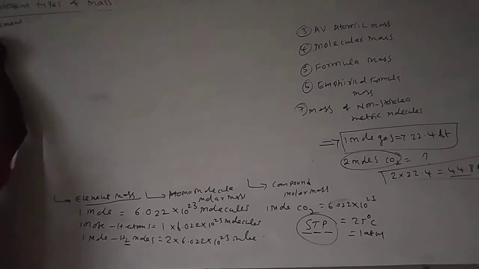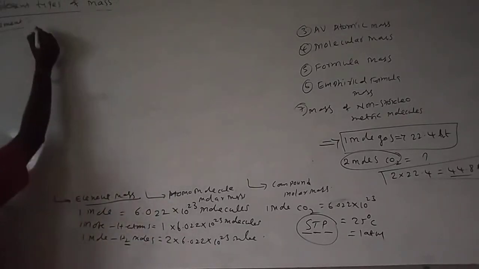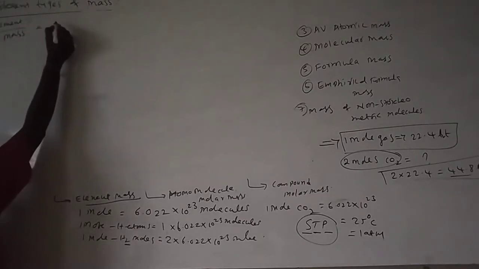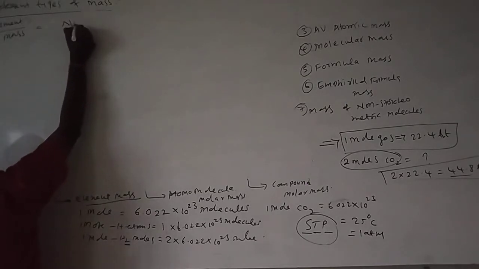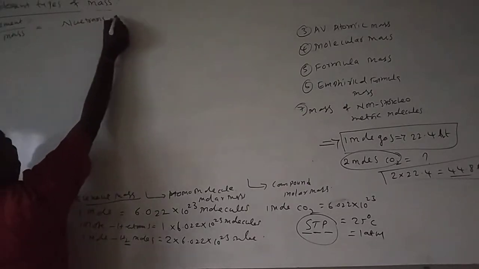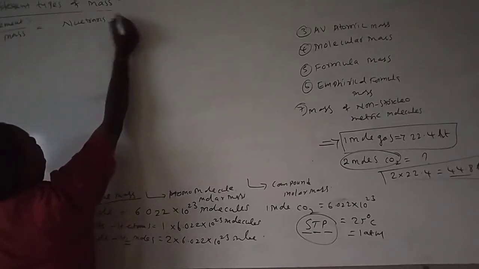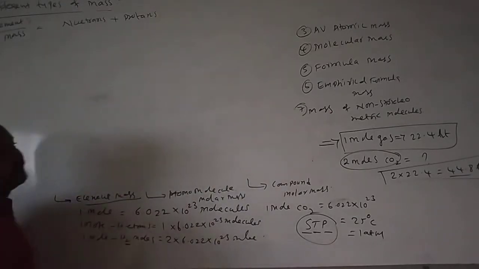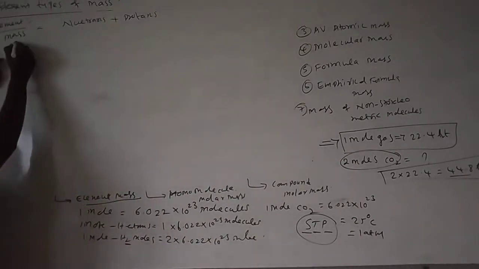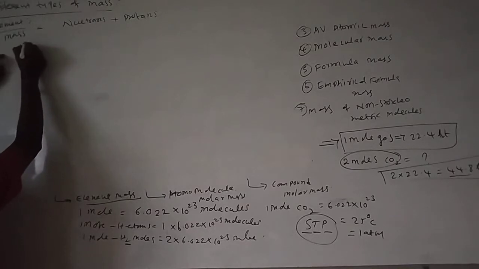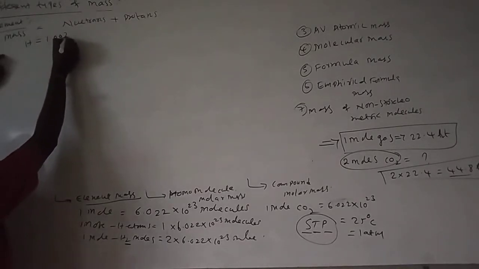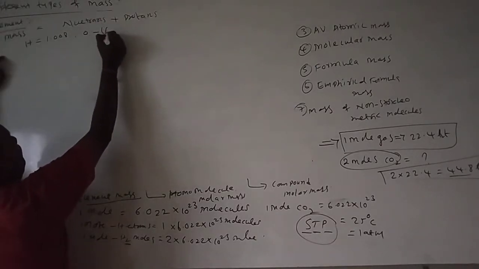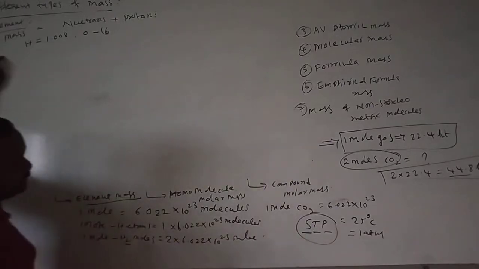Here we have different mole element masses. Element mass is equal to the sum of the number of protons and neutrons. The element mass of hydrogen is 1.008, and oxygen is 16. We mention them like this.